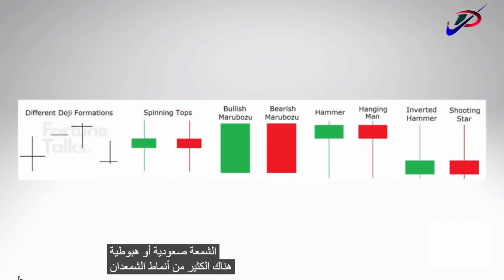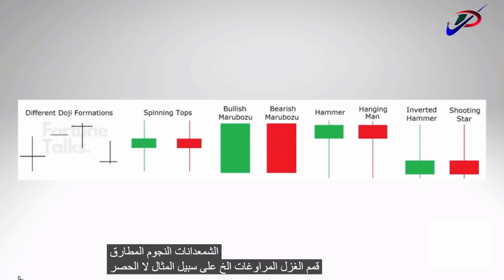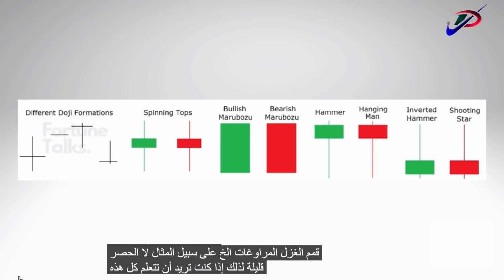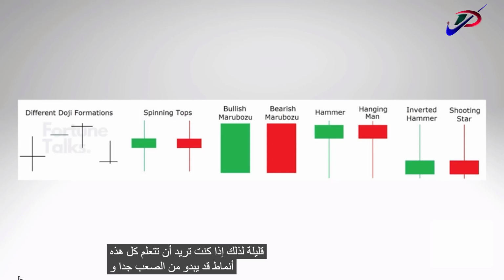There are so many candlestick patterns out there, ranging from engulfing candlesticks, shooting stars, hammers, spinning tops, dojis, etc., to name a very few. So if you were to learn all these patterns, it would seem very hard and confusing. But don't worry, because we have got an easier way to understand what each candlestick means and identify the strength or priority of each of them.